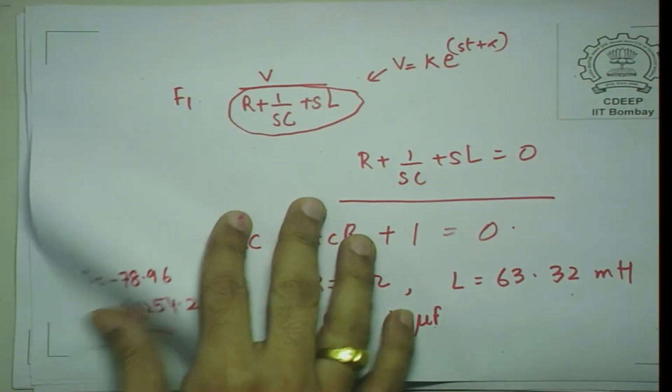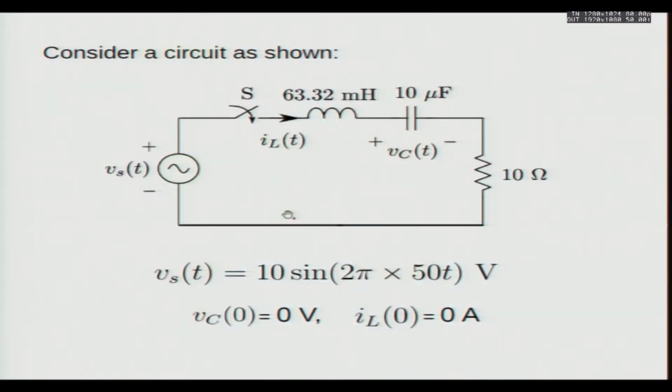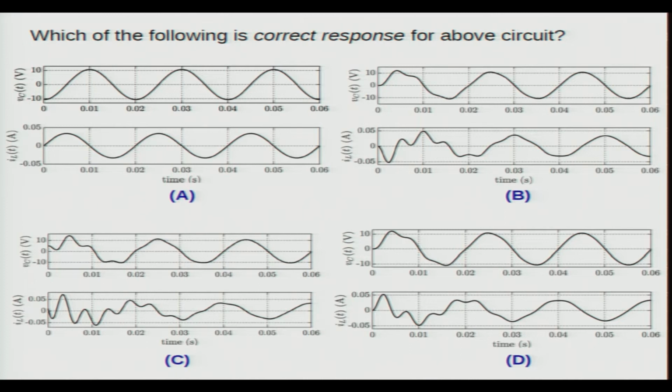So, the question which I would like to ask you here is, suppose I give you this circuit and the initial current is 0 ampere and capacitor voltage is 0 volts and the input voltage is 10 sine omega t, which is a 50 hertz waveform. So, what is the response of iL and vC?